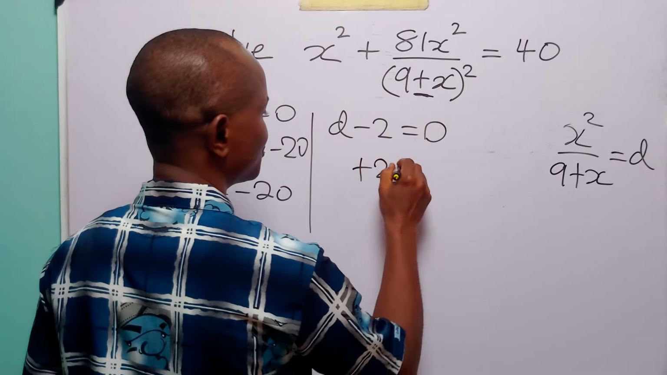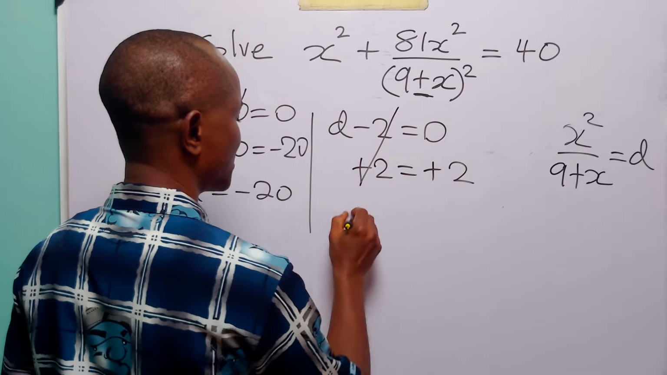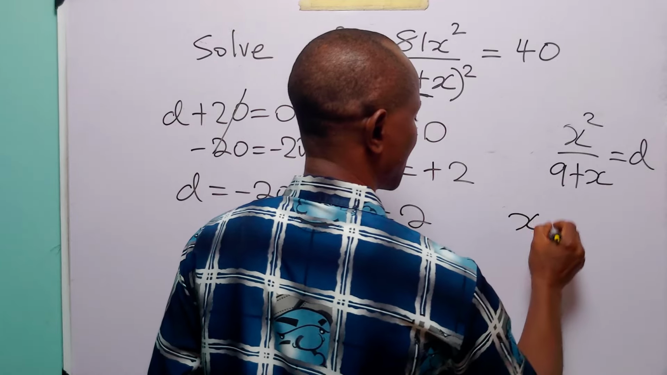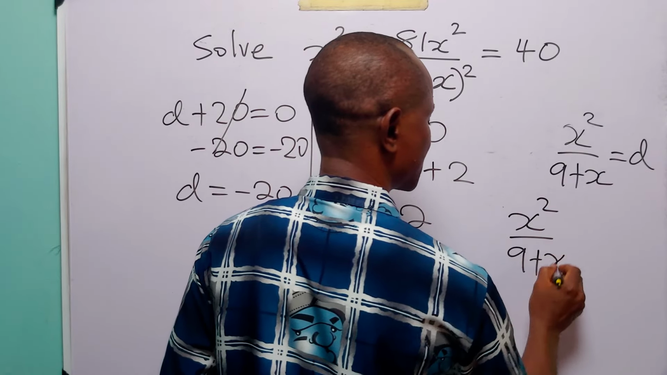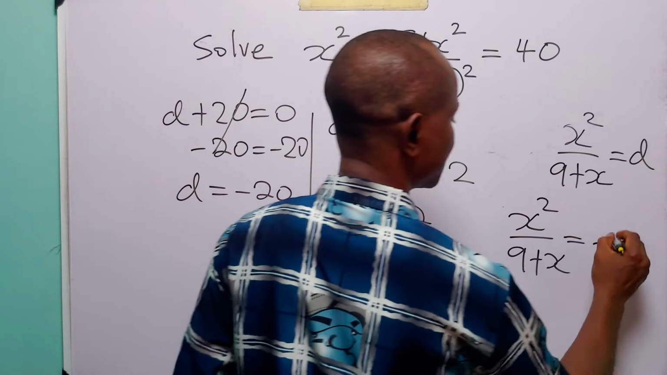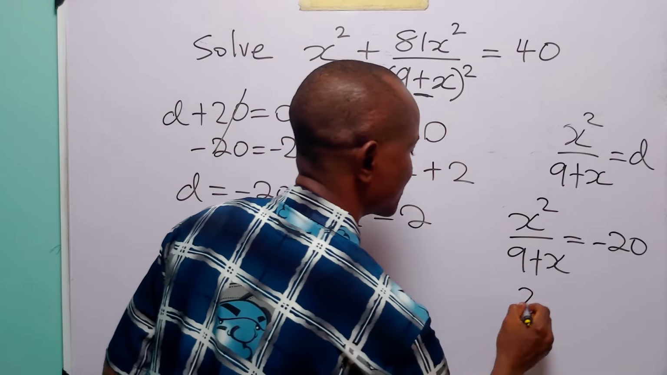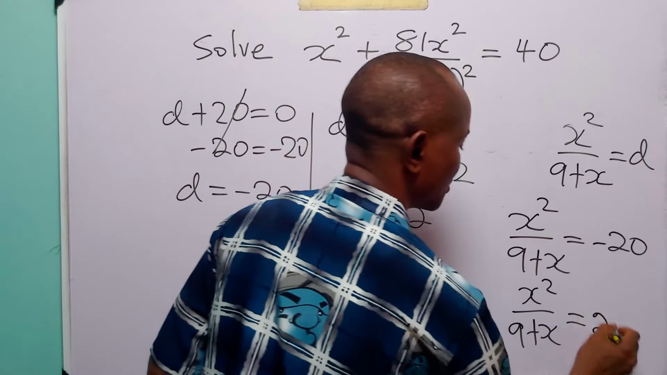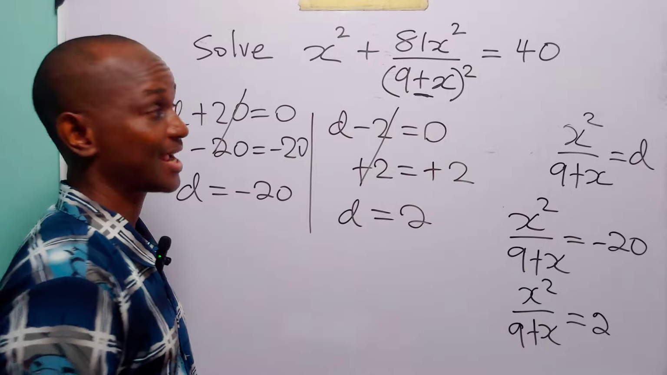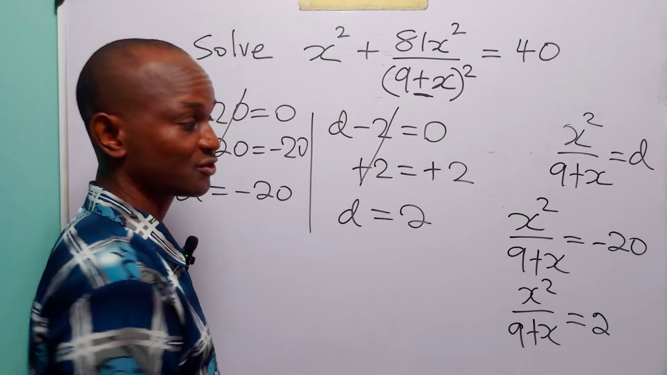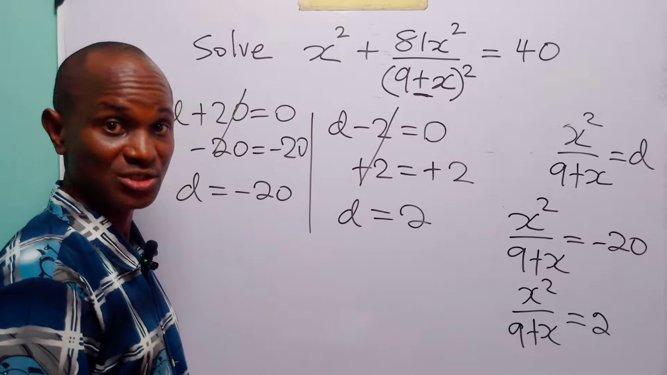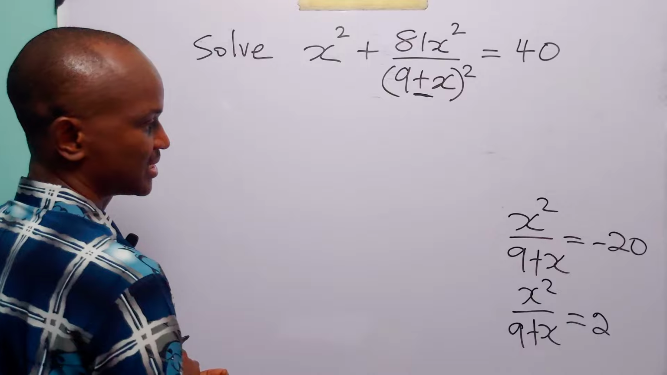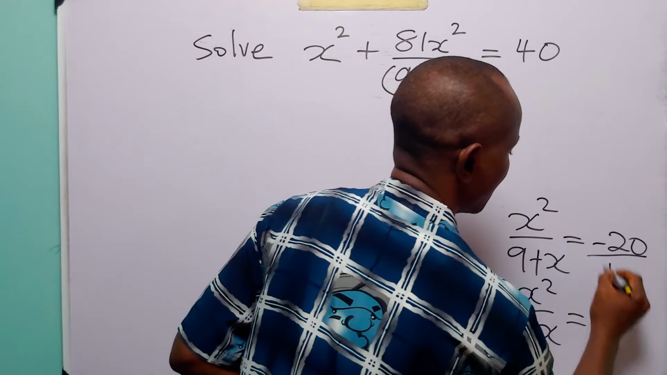And when we add 2 to both sides of this equation, we have that d is equal to 2. So now we have that either x squared over 9 plus x is equal to minus 20, or x squared over 9 plus x is equal to 2. So to find the values of x that satisfy this equation, all we have to do is to solve these two quadratic equations, because of course they are quadratic equations. Now in this first case, let us start by cross multiplying.